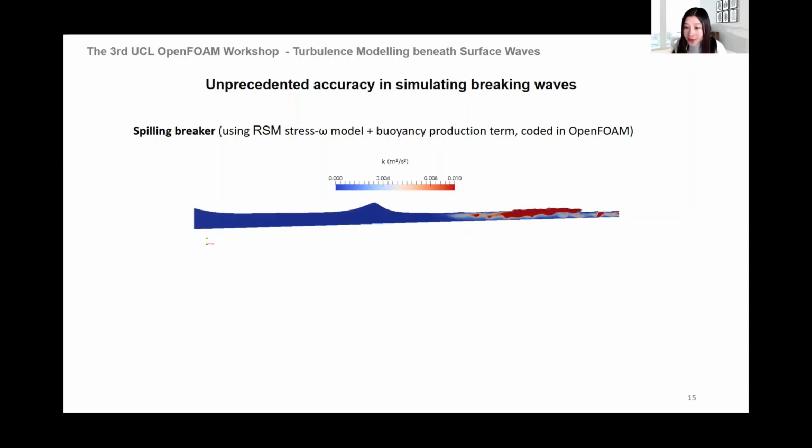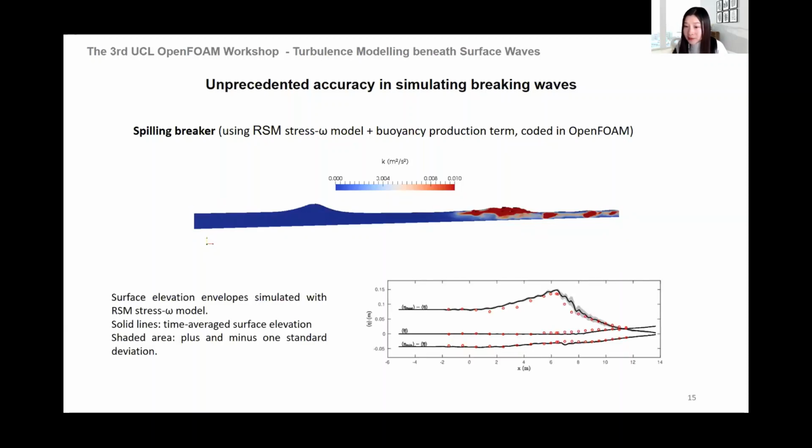waves. We can see in this animation that there was no turbulence generation before wave breaking, which is physically correct. For a more quantitative comparison, the surface elevation envelopes match perfectly well with experimental measurements. This looks better than we have ever experienced with two-equation models.